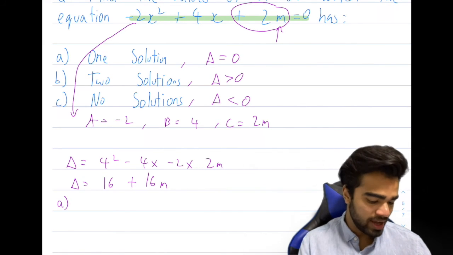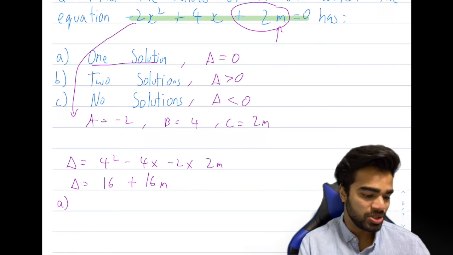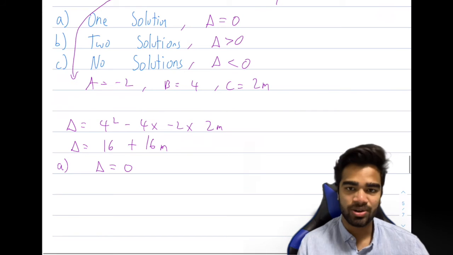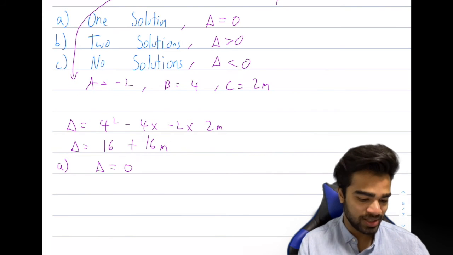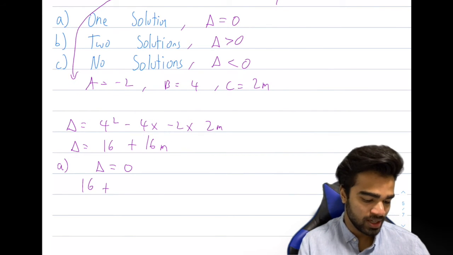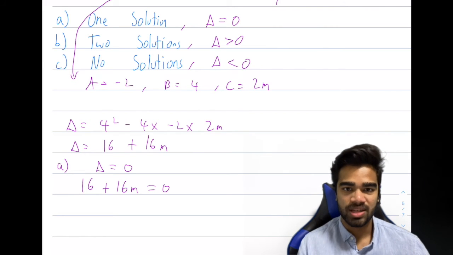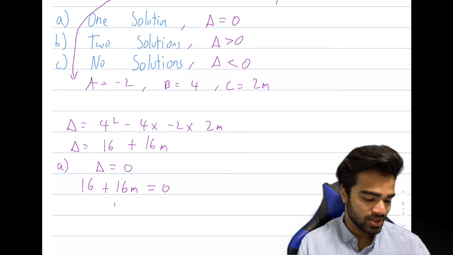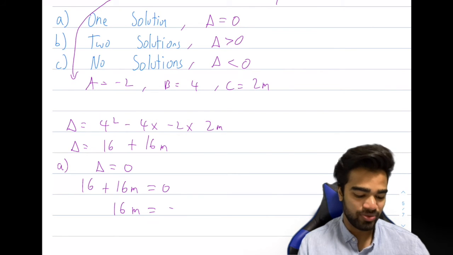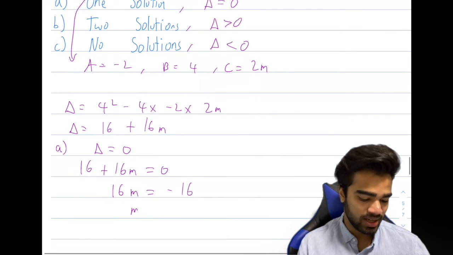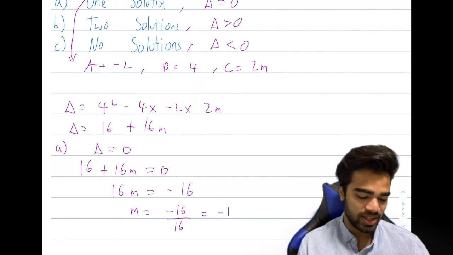Part A says find the values of m for which you have one solution. Well, when do we have one solution? Like I said, discriminant has to be 0. What's our discriminant? Our discriminant is this. So pretty much 16 plus 16m has to be equal to 0. That's what the question is saying. Discriminant is 0. So then you take 16 to the other side. So solve for m pretty much is -16. And then m is equal to -16 divided by 16, which is -1.